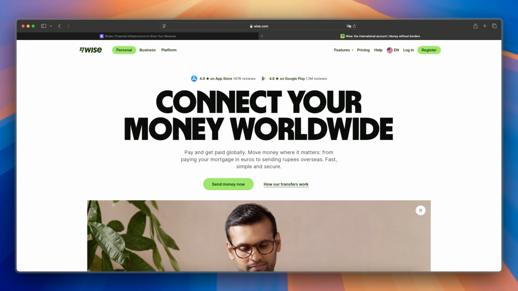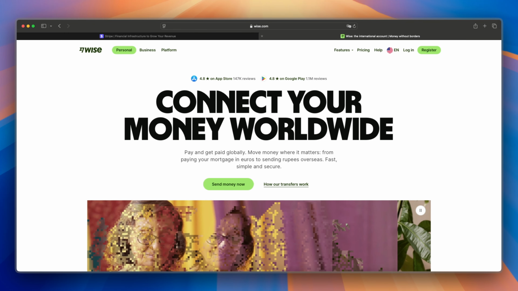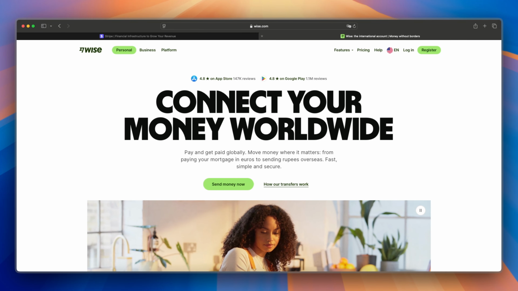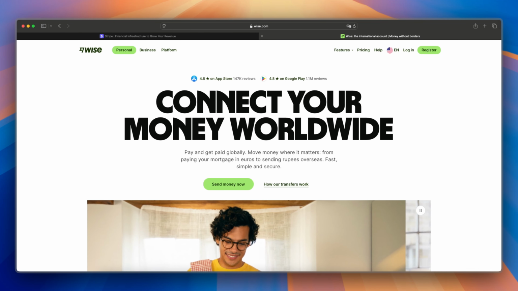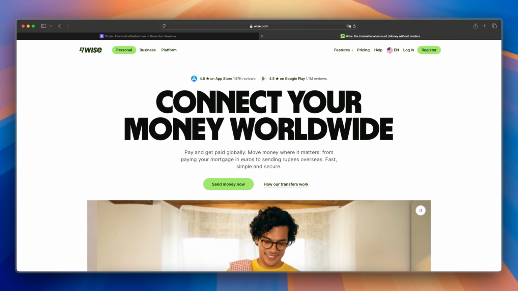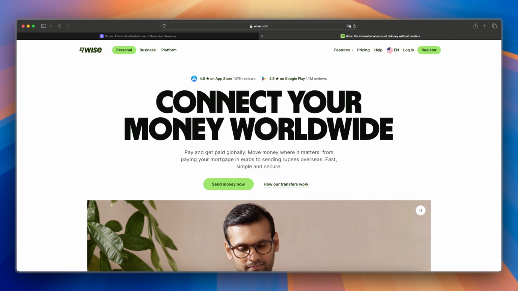So we're going to start off with a platform overview. After we're going to look at pricing and fees, ease of use, the best for, and we're going to give a final verdict. So let's start with a platform overview, starting with Wise.